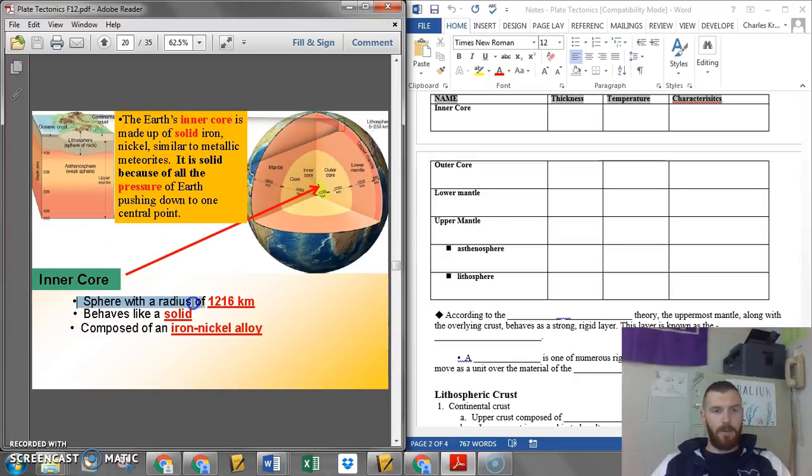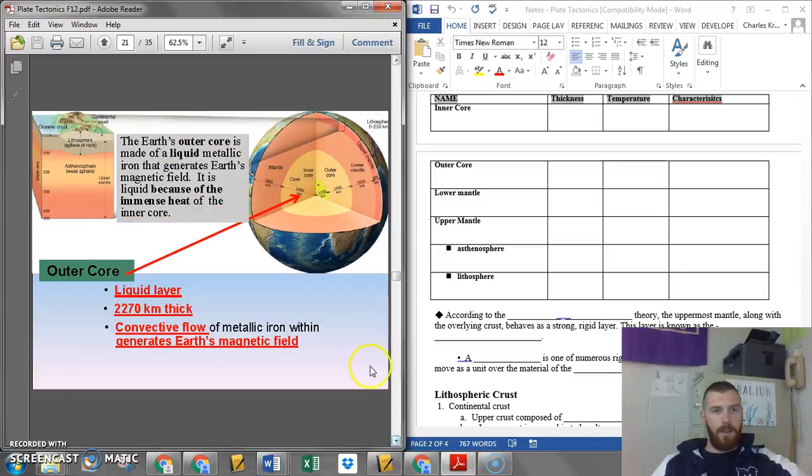So the inner core is a sphere with a radius of about 1,216 kilometers, behaves like a solid because it is, and composed generally of an iron-nickel alloy. Okay, the outer core is made of a liquid metallic iron that generates the magnetic field. It is liquid because of the immense heat of the inner core. That pressure causes the heat to rise as well. So the outer core is a liquid layer. It's about 2,270 kilometers thick, and is a convective flow of metallic iron that generates the magnetic field.